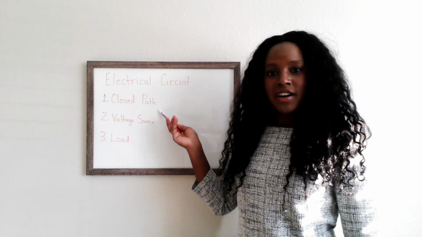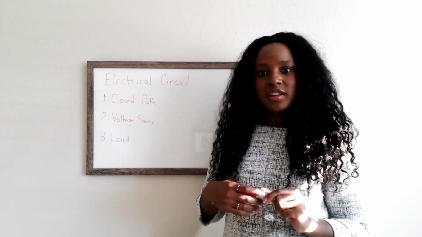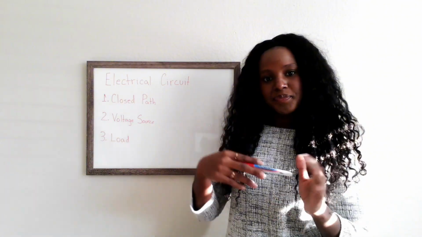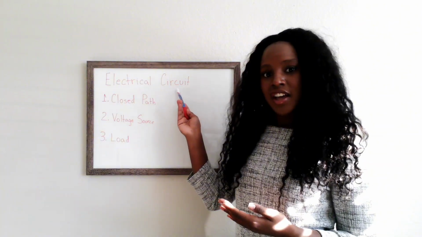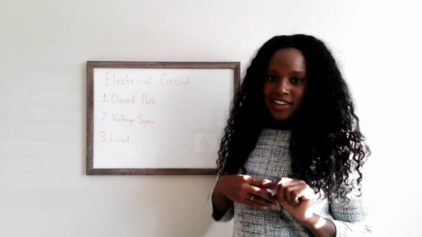A closed path is needed so that we have a loop, so that the electricity can just flow continuously. A way to remember this is the word circuit comes from the word circle, and just like a circle, we need a closed path.